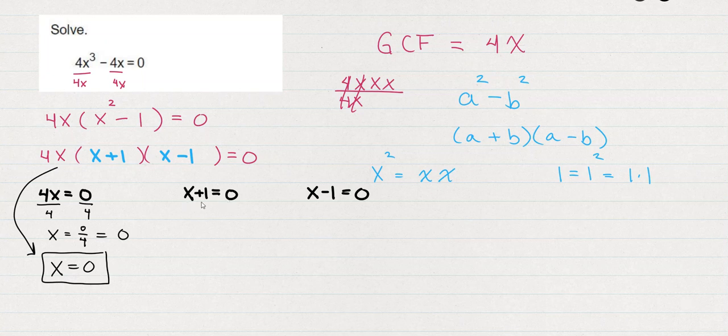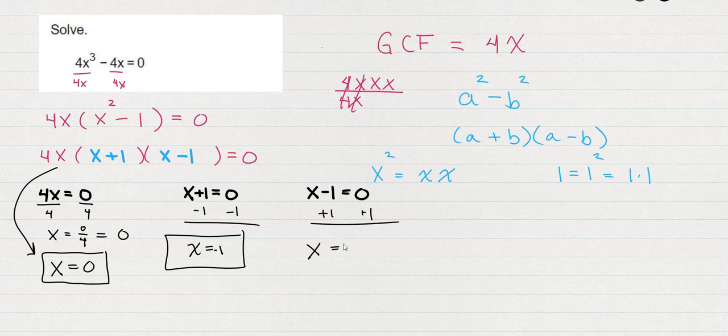And then if x plus 1 is 0, I could subtract 1 from both sides to get x equals negative 1. I said negative 1, but wrote 1. Sorry about that. Or add 1 to both sides to get x equals positive 1. So there's our three answers. X is equal to negative 1, 0, or 1.